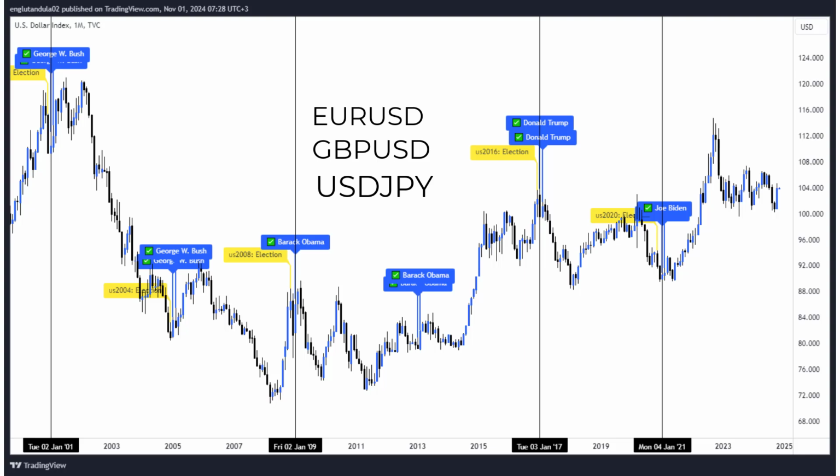US dollar to Japanese yen often becomes a safe haven pair, with the yen strengthening during periods of US political uncertainty. Expect liquidity to tighten, spreads to widen, and volatility to spike for these pairs as we approach election night and the weeks following. My final advice?